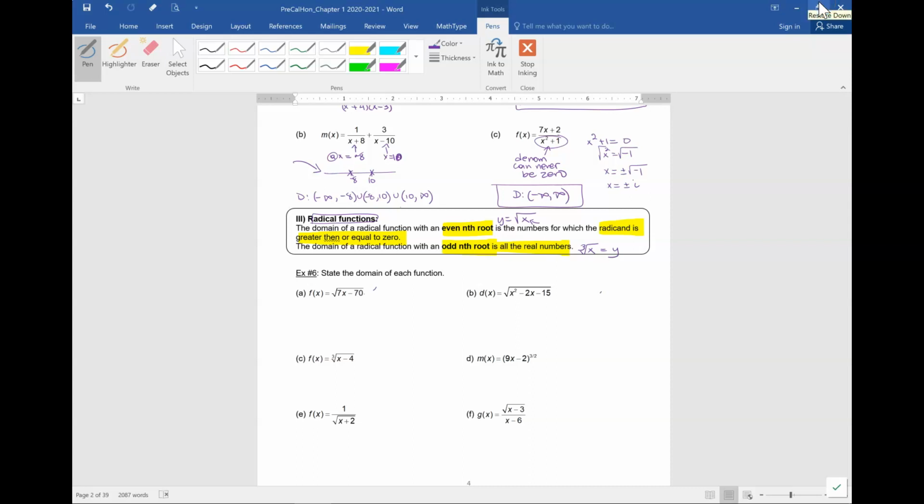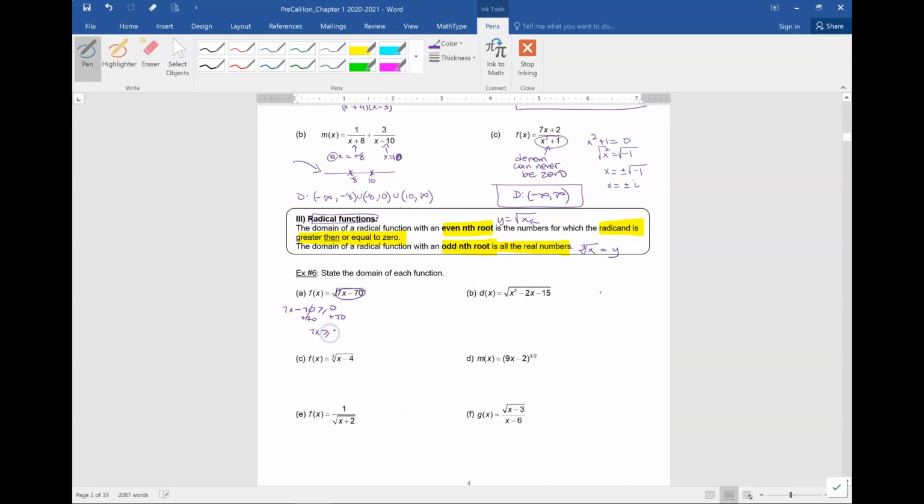Okay, so what do you do when you see a root? Let's just get down to it. When I see a root, I take the radicand and I say, okay, that number has to be greater than or equal to 0. And then it just becomes a little old algebra 2 problem, right?